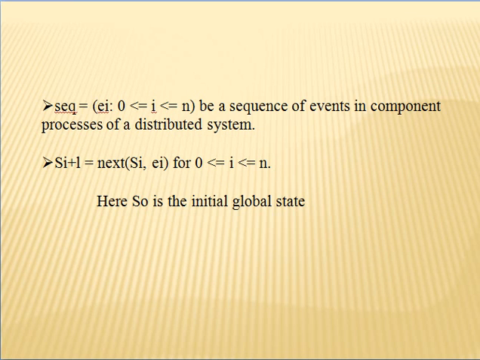Here S naught is the initial global state. As I already told, we use next of S i comma E i. We can get the next state S of i plus 1 by using this formula, next of S i comma E i. We can use this formula to find the next state, where S naught is the initial state.